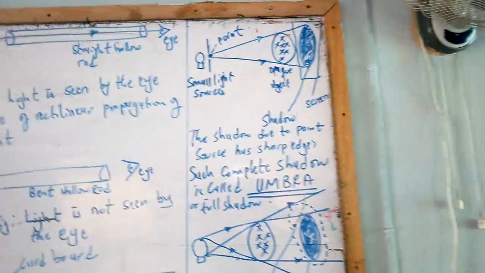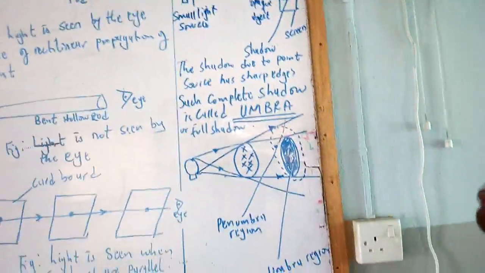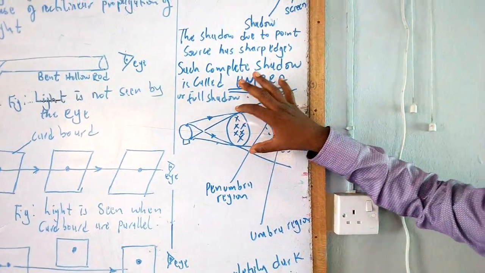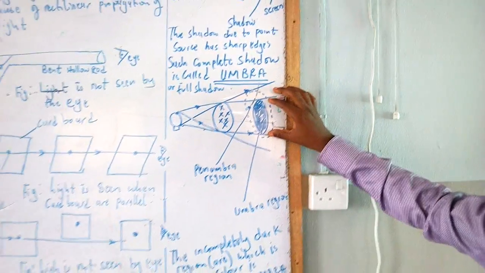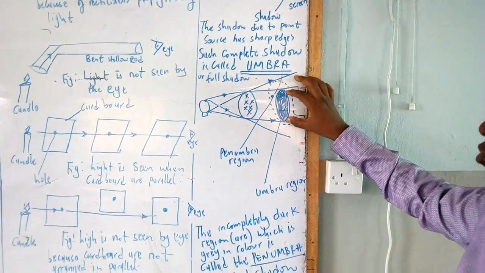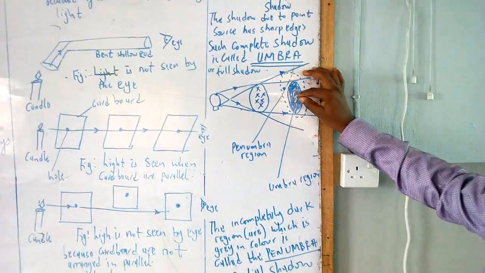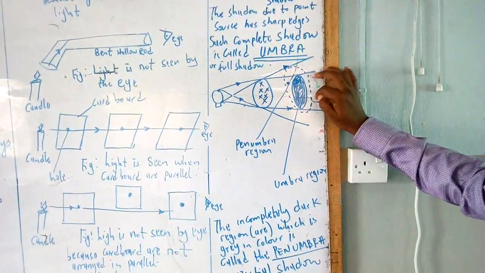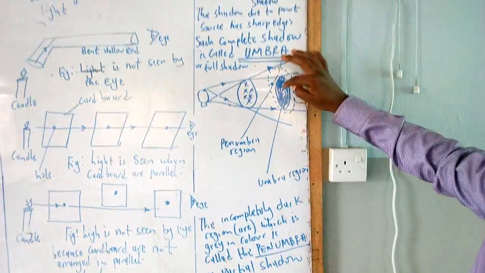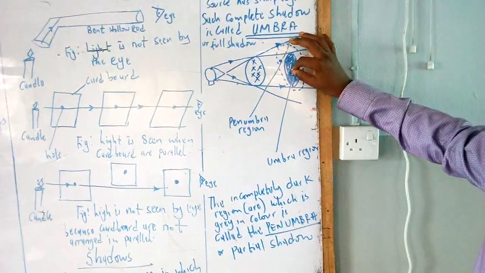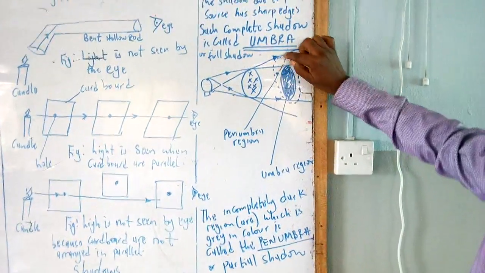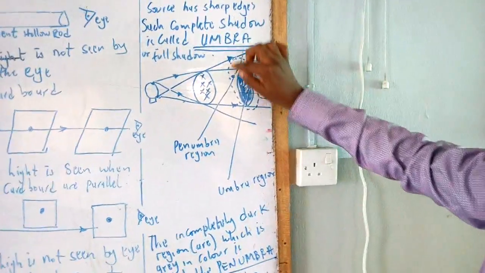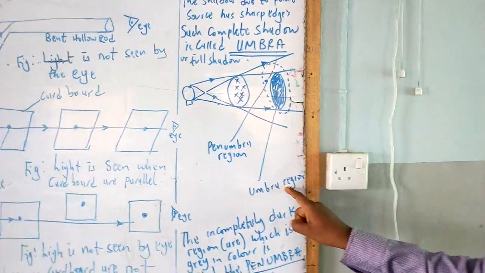Now, if we have a large source of light, let me say the hole here, we make it larger, and we still put the opaque object in front. We discover that there are two categories of shadow. We have a certain area that will be completely dark, and a certain area that will be gray in color, partially dark. So this completely dark section of the shadow is known as the umbra, and the partly dark or gray shadow is known as the penumbra.